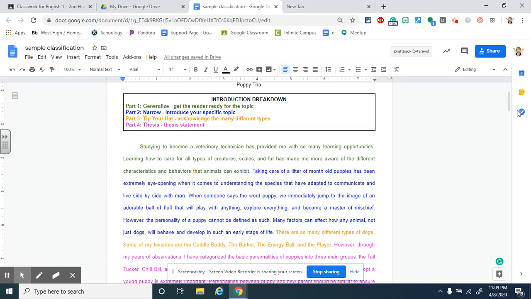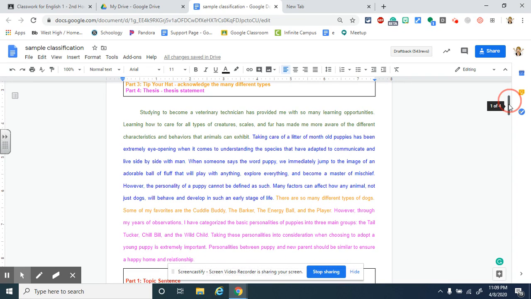We're not just talking about animals in general. Now we're kind of focusing on puppies. So now tip your hat, we're going to notice and recognize all the different types. So there are so many different types of dogs. Some of my favorites are the Cuddle Buddy, the Barker, the Energy Ball, and the Player. So your tip your hat does not have to be long. It's like a short sentence saying, hey, there's other types as well.